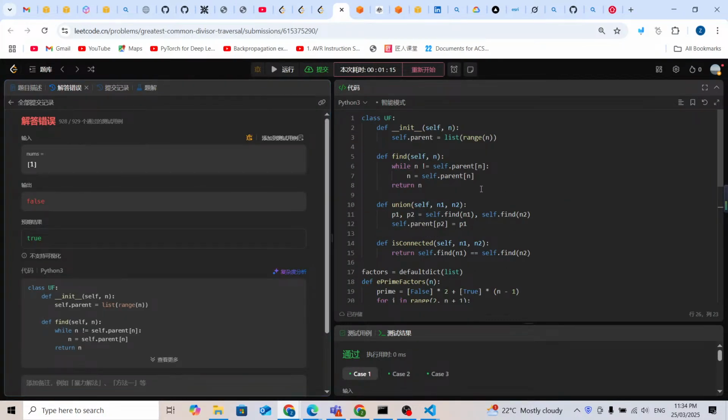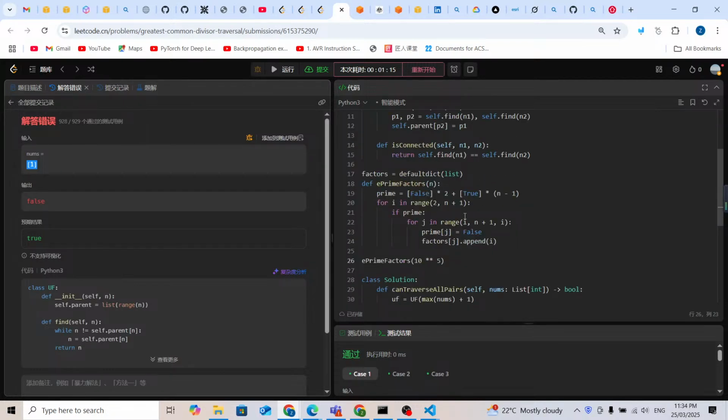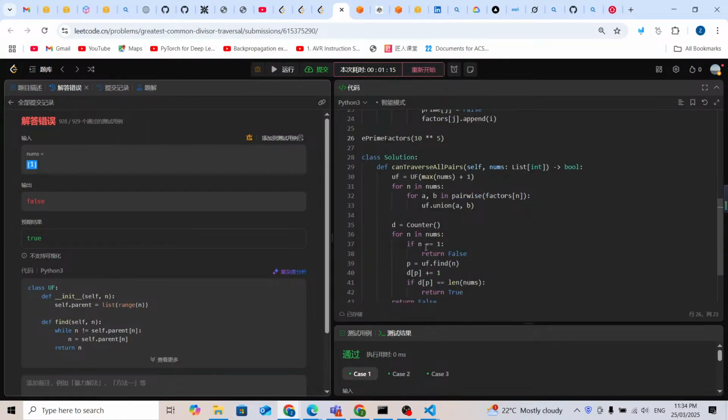Oh, it didn't work for this case. Yeah, I passed. There's only one testing case it didn't work: if the nums equals 1, if I have a 1, it didn't work. I think from here I return false if n is inside of the nums. If n equals 1, oh, it should be true. If n equals 1, it is true.